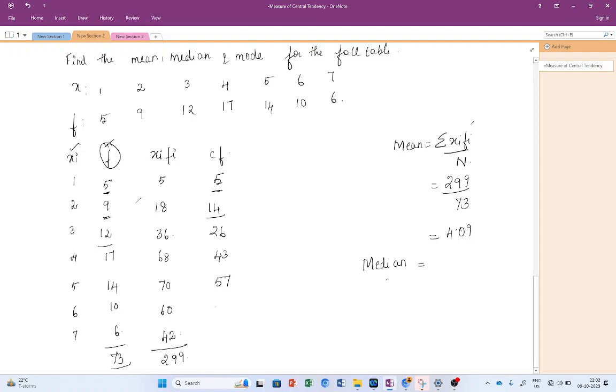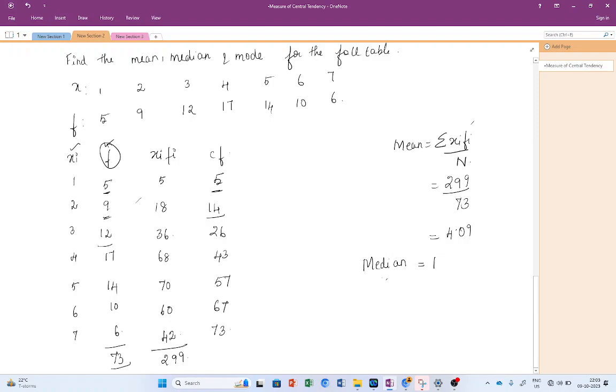Then 57 plus 10, which is 67. Then 67 plus 6. So that is 73. So here this 73 and your total should be the same. Okay, you can cross check whether you have done it correctly by using this. So now what we have done is we have found the cumulative frequency. So how do we find the median is, first we have to find what n by 2 is.